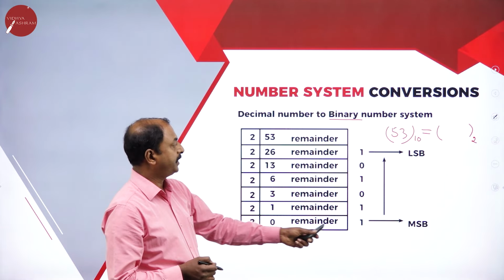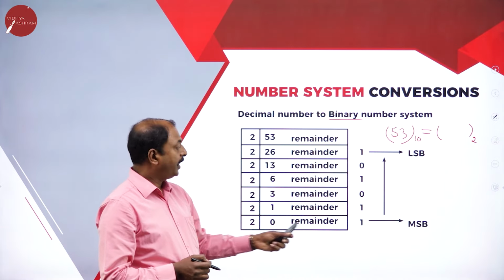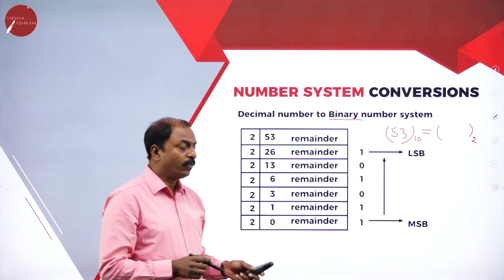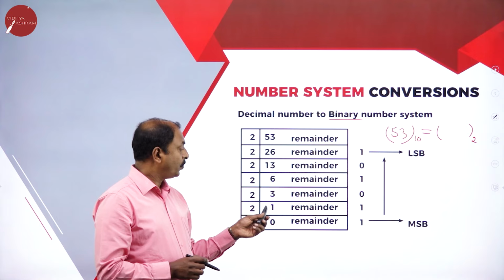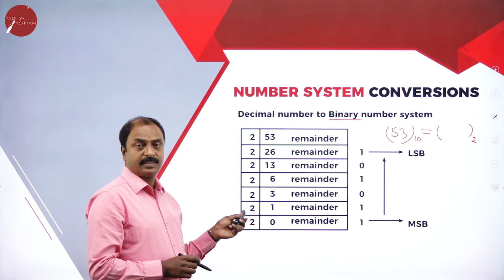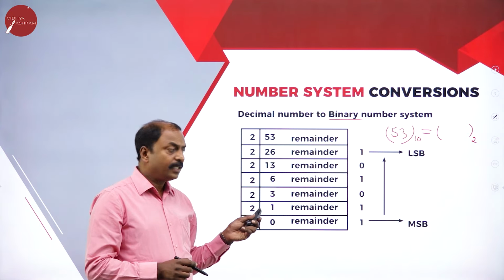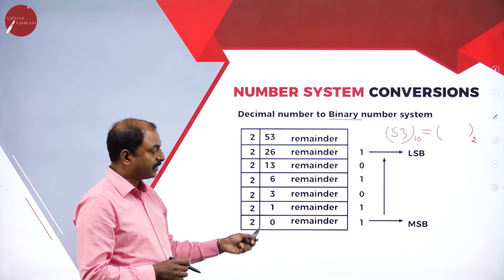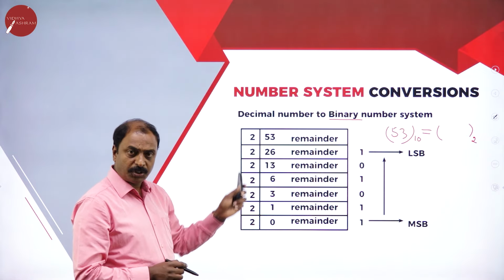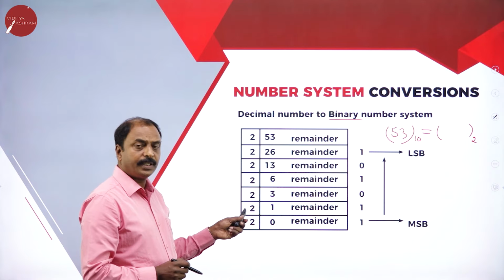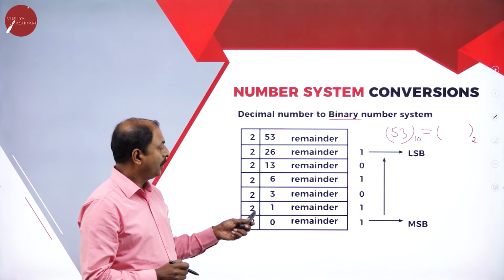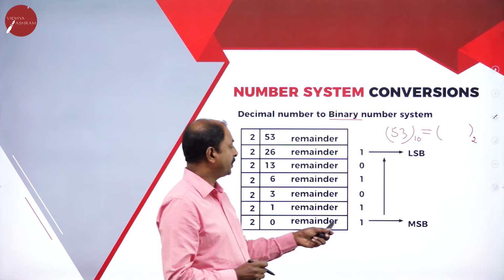Keep in your mind, we are going to divide these numbers as long as the quotient is not less than 2. So I repeat once again: we are dividing these decimal numbers till the quotient is less than the number 2, the base. So here we are going to store the remainders.